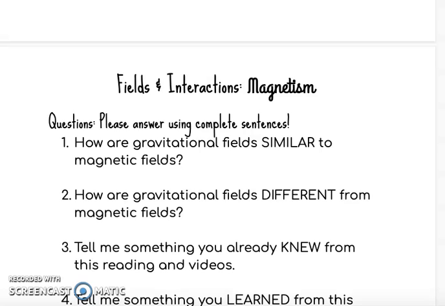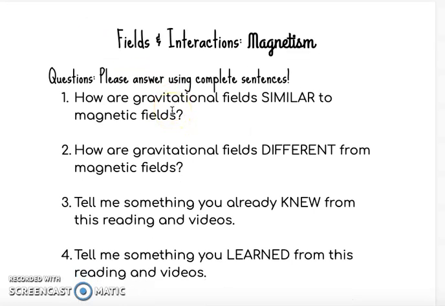So I'm just going to read the questions and then it's up to you to type in the answers. So I want you to tell me, how are gravitational fields, what we learned about last week, how are they similar to magnetic fields? How are gravitational fields different from magnetic fields? And then I'm just curious because I haven't taught this unit before. So can you tell me something you already knew that was represented in the video? Maybe you did some stuff in elementary school around magnetism. I just don't know. I've never taught it before.